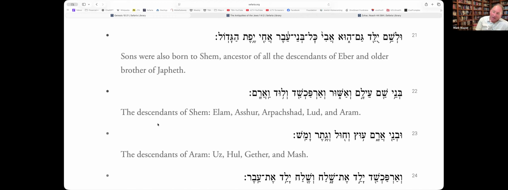Part of what might be happening here is that what we're really asking is where do the bad things come from? They come from Ham. And so Japheth is going to be okay, even though they're not us. They're going to be okay.